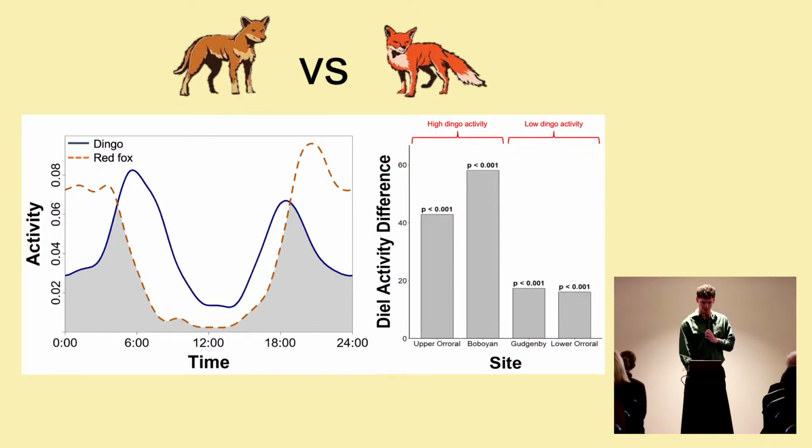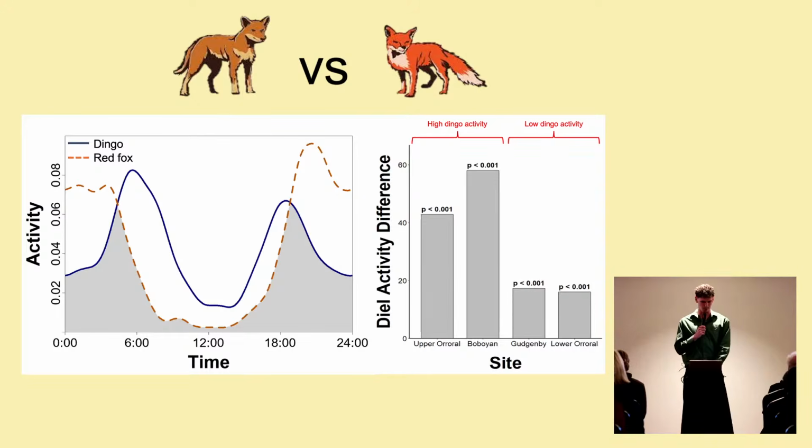Whilst the graph on the right shows us how different these patterns are at each site and whether or not it's a meaningful difference. And going forward, if the bars are this blue color, it means it's a meaningful difference. So here, at every site, the difference in the activity levels of dingoes and foxes was meaningful.